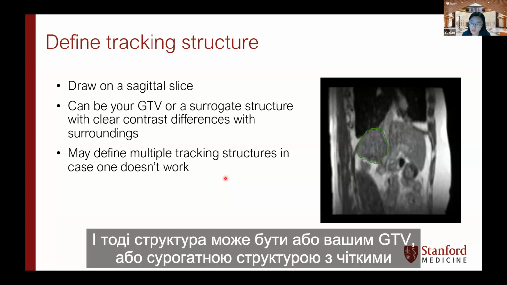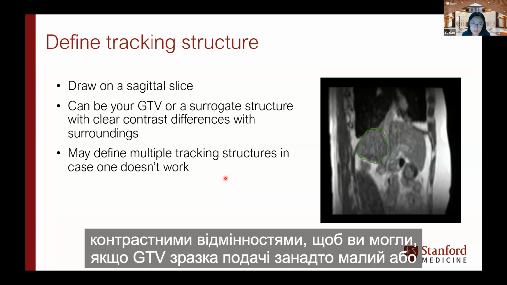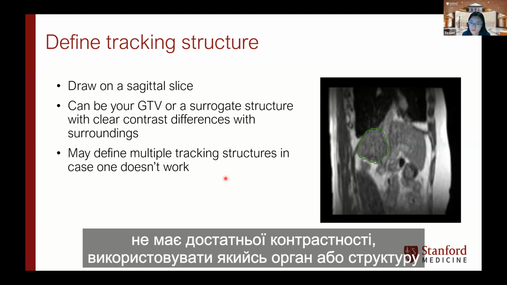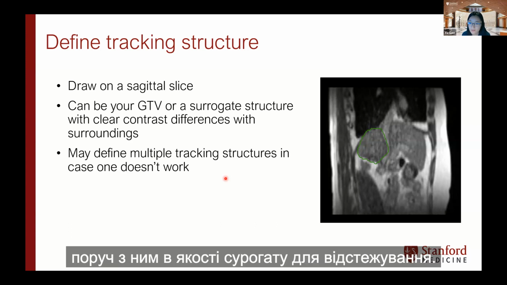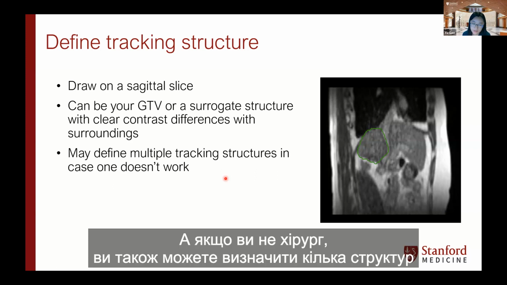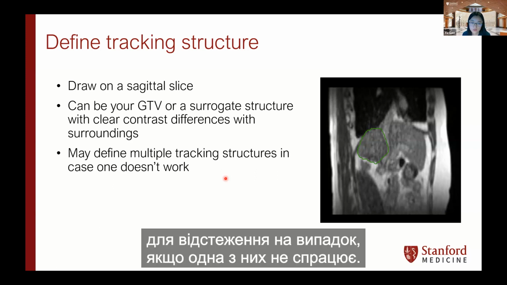The structure can be either your GTV or a surrogate structure with clear contrast differences. So, for example, if the GTV is too small or doesn't have good contrast difference, you can also use some organ or structure nearby as your tracking surrogate. And if you're uncertain, you can also define multiple tracking structures in case one doesn't work.